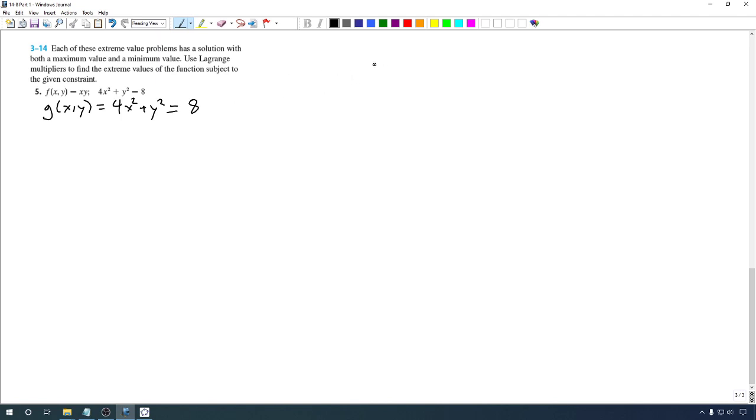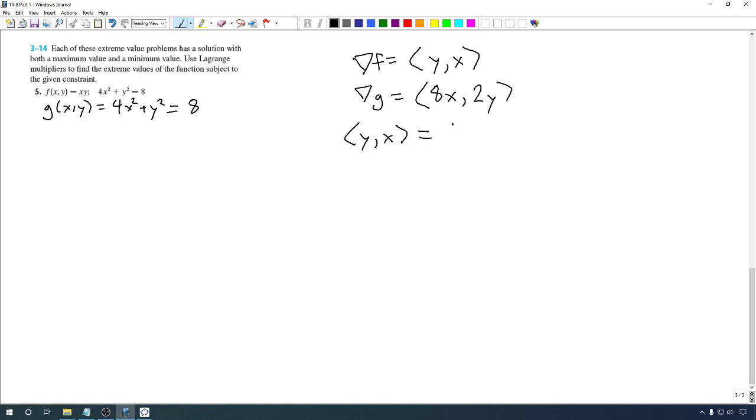Then we'll take the gradients, the gradient of f and the gradient of g. For the gradient of f, we differentiate with respect to x first, which leaves us with a y, and then with respect to y, which leaves us with an x. If we differentiate 4x squared plus y squared with respect to x, we get 8x, and with respect to y, we get 2y. These are going to have to be multiples of each other, so we have (y, x) equal to some lambda times (8x, 2y).